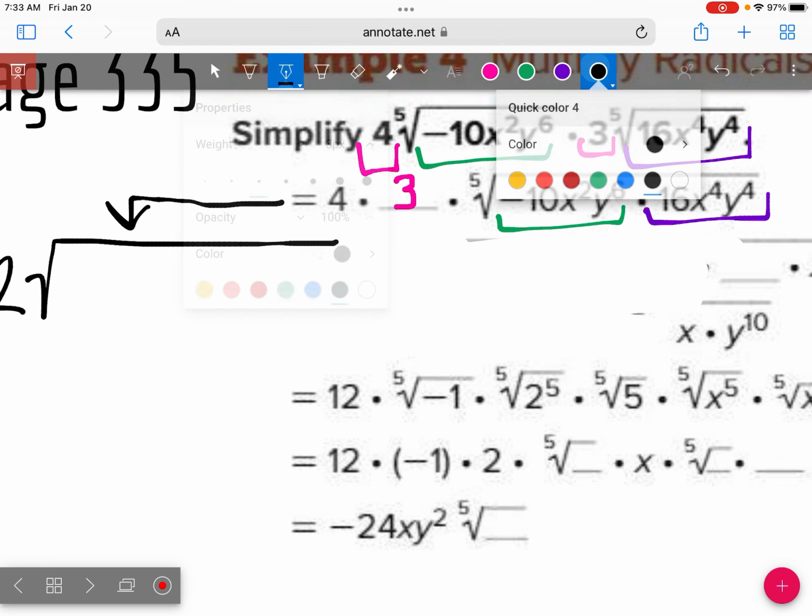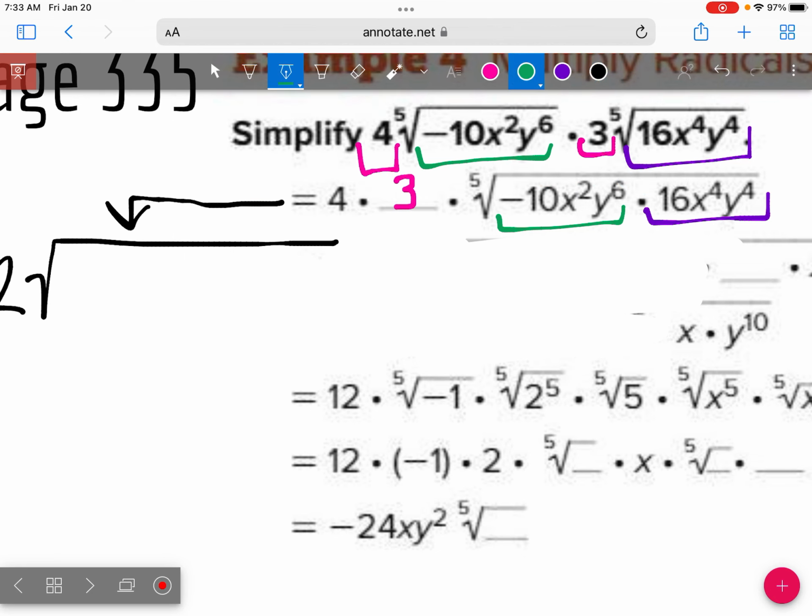Cool. And I'm going to line everything up, grouping them together. I'm going to have negative 10 times 16. I'm just rearranging what order they're in. Then I'm going to put my x's by each other. X squared. Oops, I needed the color there. So that's x squared from my green function times x to the 4th from my purple.